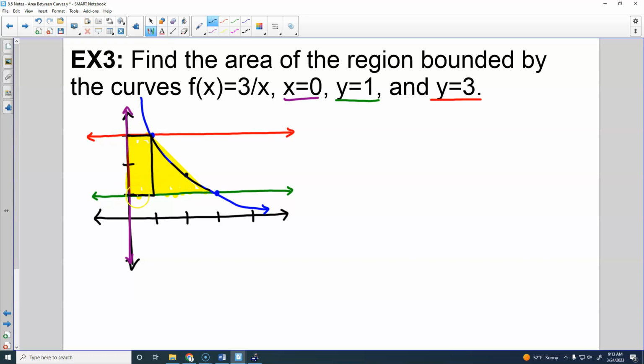Top is 3, bottom is 1. We could actually just find the area of that rectangle, which is going to be 2, right? And then we would have to do our integral from 1 to 3 of top minus bottom. The top would be the blue, which is 3 over x, minus 1, dx.